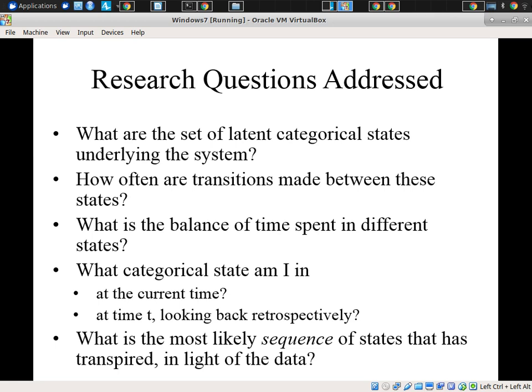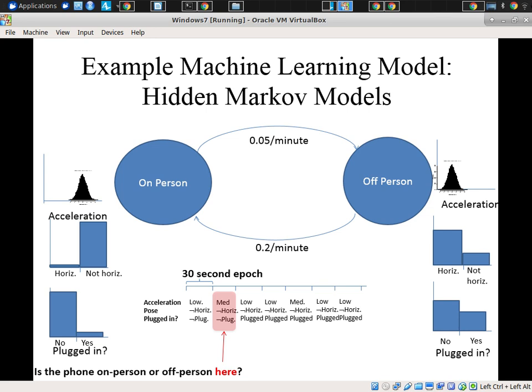What's the balance of time spent in different states? Maybe it's a hidden Markov model as to whether I'm using the screen state on or off. We have one of those, and how much time am I spending on getting screen time on my phone? What are transitions between the states, and how often do they occur? And indeed, what are the categorical states that underlie this system?